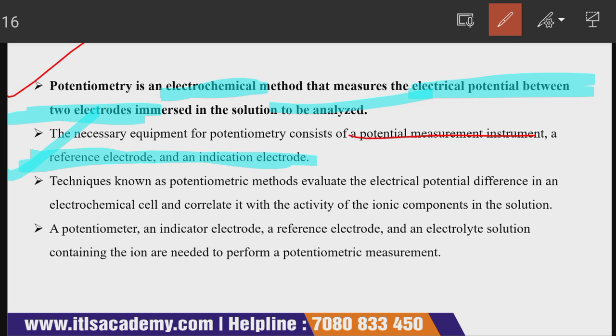So the technique known as the potentiometric method evaluates the electrical potential difference that we discussed in the first point. The potentiometer has an indicator electrode, a reference electrode, and an electrolyte solution where the electrodes are immersed. It also contains ions. These ions are used to perform the potentiometric measurement. Why are ions required? Just to perform the potentiometric measurement.